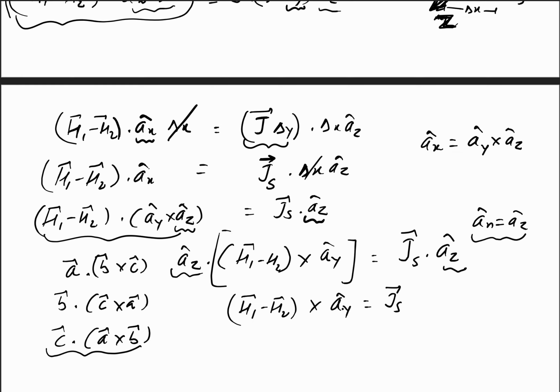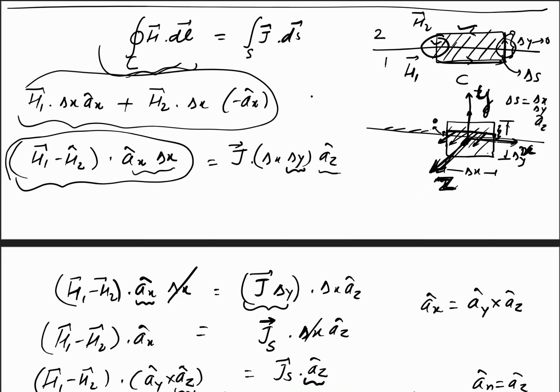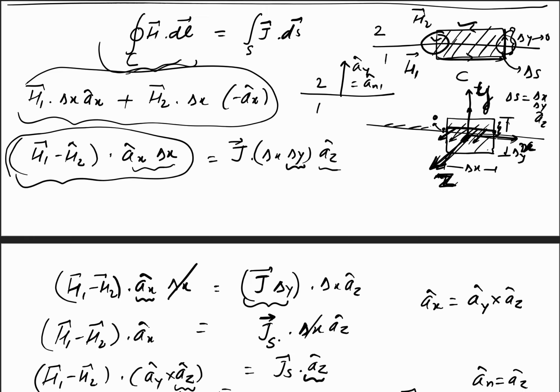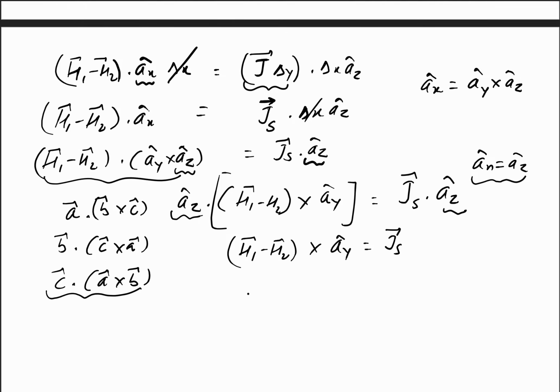Now let us see what is AY. This was the interface, this was 1, this is 2, and y was in this direction. So this was AY. Now you see, according to our terminology which we have just seen for the normal component, this is nothing but equal to an1, the normal vector from 1 to 2. So I can change AY to an1. So H1 minus H2 cross an1 is equal to JS.